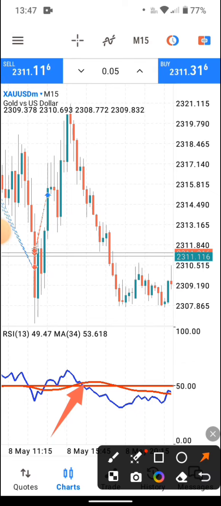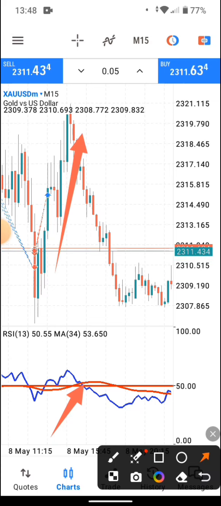Whenever the RSI is below what? The moving average, the 34 moving average, you want to enter for a sell. As you can see from here, the market was selling. The market was moving down, right? The RSI was below the 34 moving average.